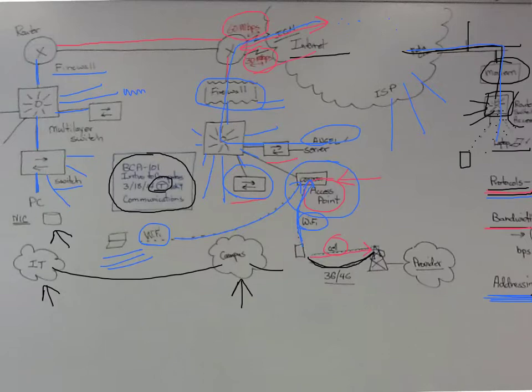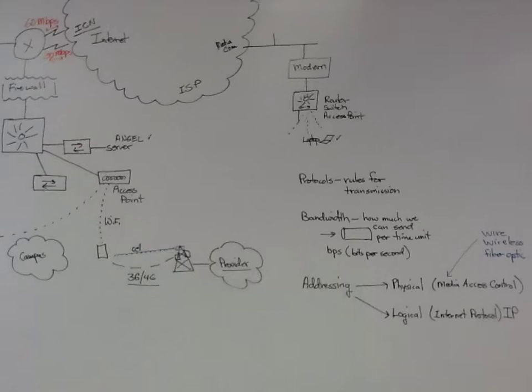So here we have addressing. We have two different types of addressing: physical addressing and logical addressing. Physical addresses are in every device that is an end device on a network. They're called media access control, or a MAC number, and it's unique in every device.